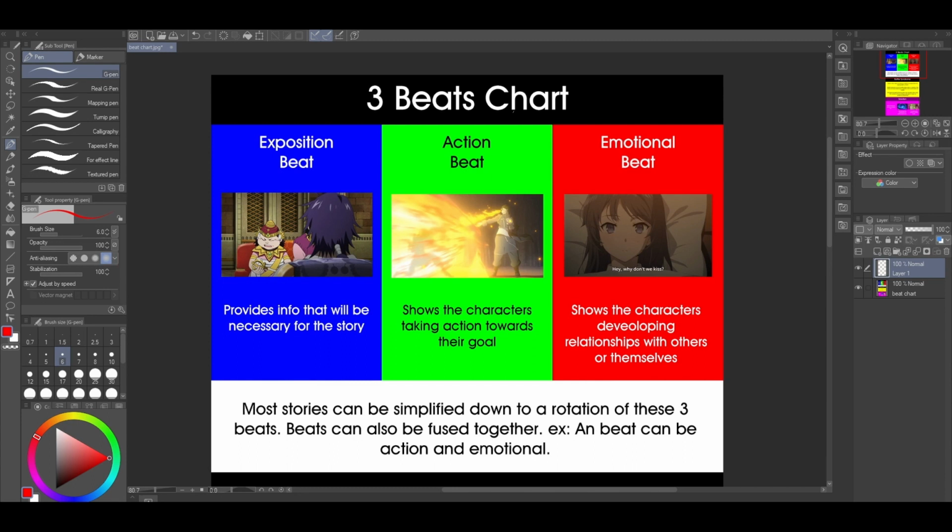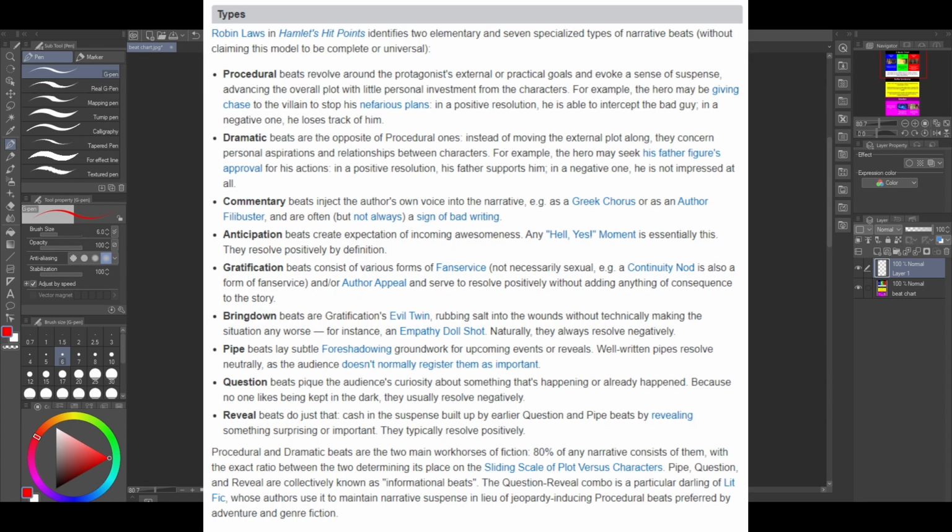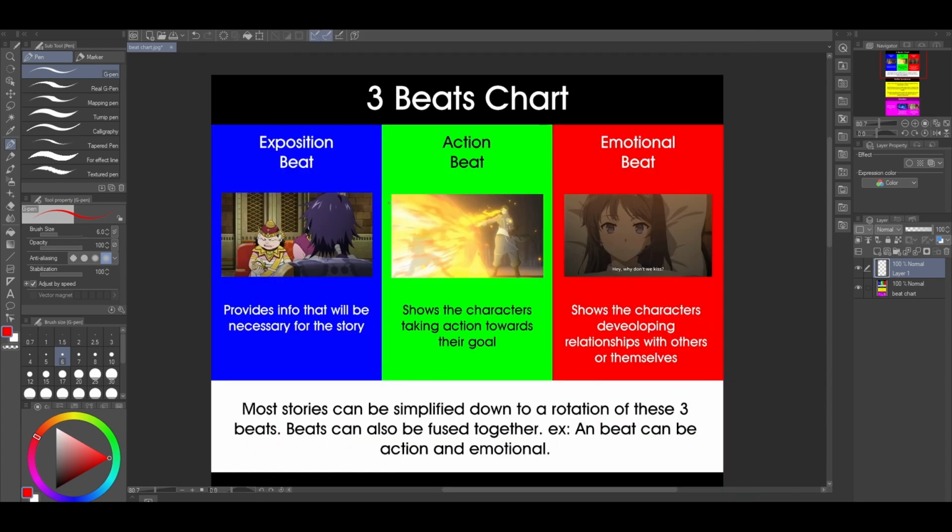Alright, so this is the 3 beats chart. So let's get started. I believe that there are 3 beats. This is inspired by Robin Law's types of narrative beats, which I kind of recently found out about, and I decided to divide them into 3 beats. This is the exposition beat, the action beat, and the emotional beat.